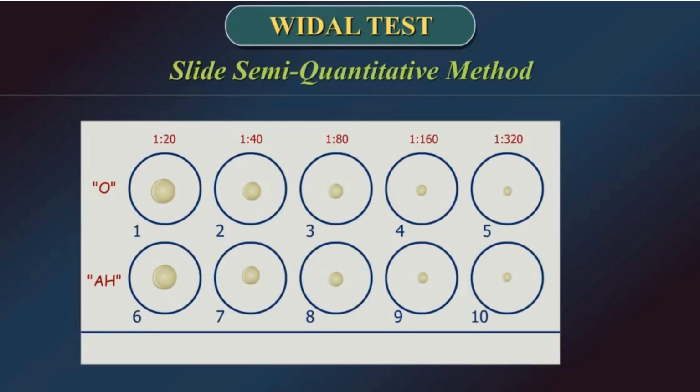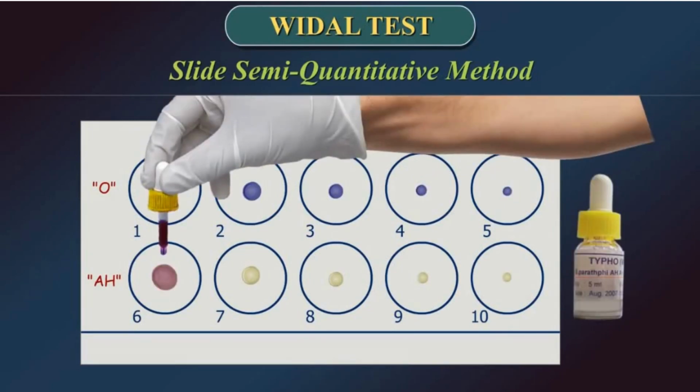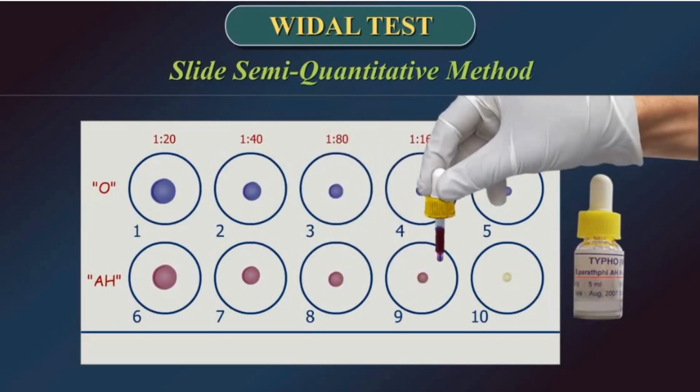The corresponding dilutions obtained will be 1 in 20, 1 in 40, 1 in 80, 1 in 160, and 1 in 320 respectively. Add to each reaction circle a drop of the antigen which showed agglutination with the test sample in the screening method. In our demonstration, it will be O and AH antigens.